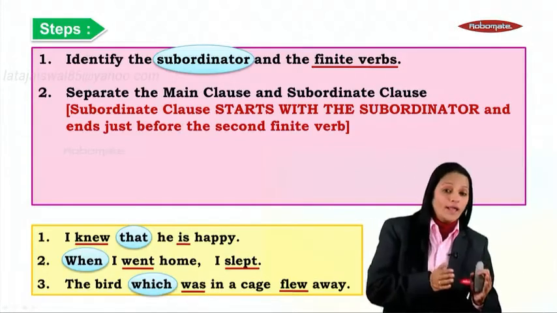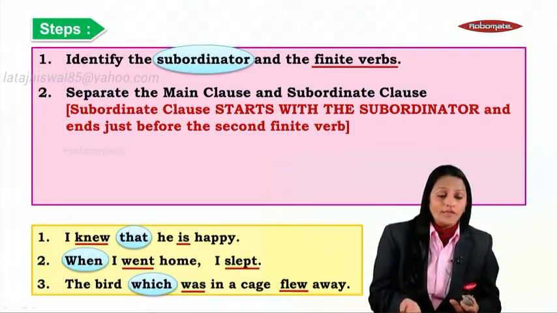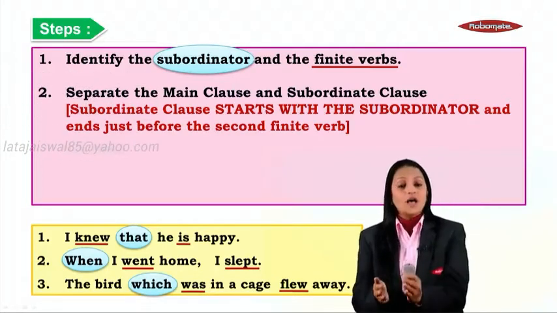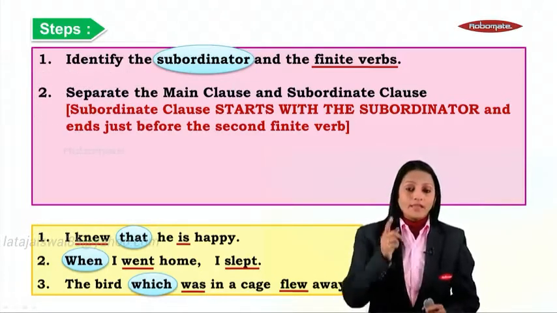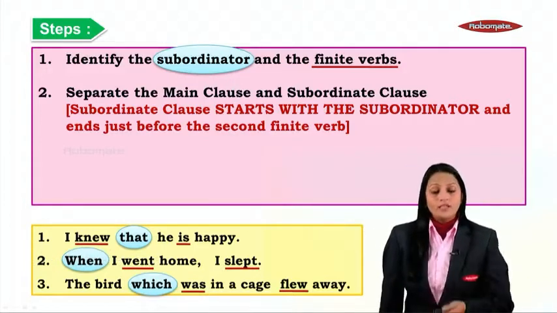But if you go ahead and you see one more finite verb, stop. Just close the subordinate clause before that. That is what the line means. Let's see it with these sentences.